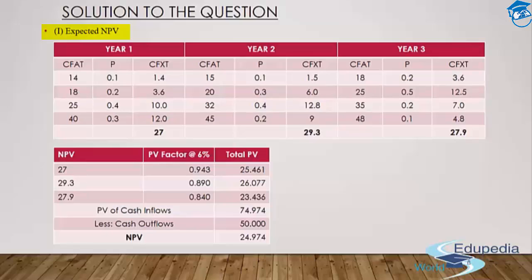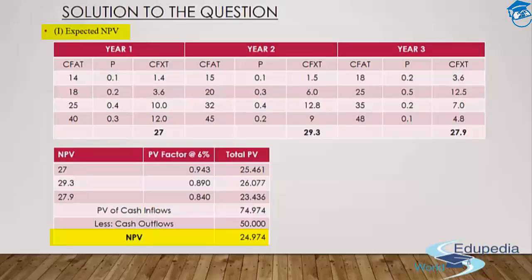Now all you need to do is multiply that with the present value factor at 6%, which comes out to be 0.943 for year 1, 0.890 for year 2, and 0.840 for year 3. The total present value of the cash inflows comes out to be 74.974. Out of this, you subtract your initial cash outlay, which was 50 lakh rupees. So you are left with a positive NPV of 24,97,400 rupees. So should we go ahead with the project? Absolutely, we can, as far as the NPV benchmark is concerned.